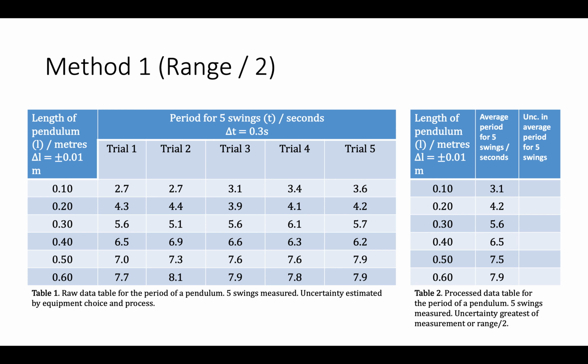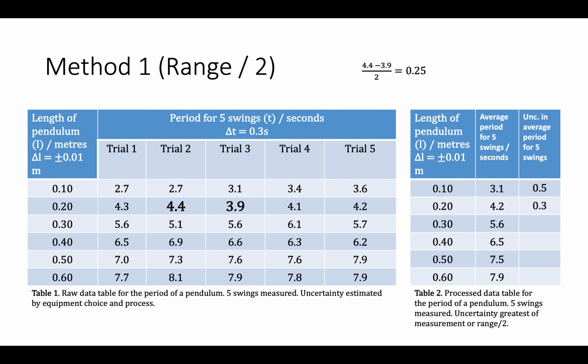So for my first row, length of pendulum 0.10 meters, the average is 3.1 seconds, the average time for 5 swings. Notice that my biggest value was 3.6 and my smallest was 2.7. That gives a difference of 0.9, 3.6 minus 2.7. Divide that by 2 gives me 0.45, which I'm going to round up to 0.5 for consistency here, to give me 0.5 uncertainty. You're always fine to round up, never round down.